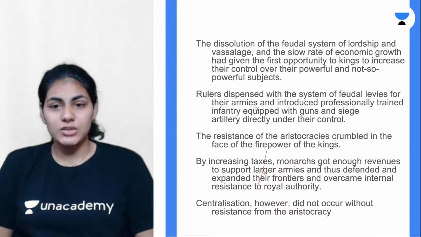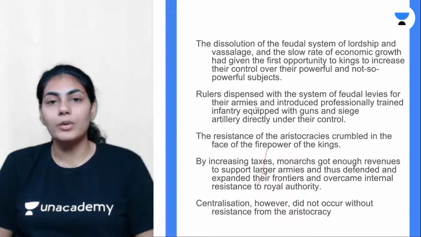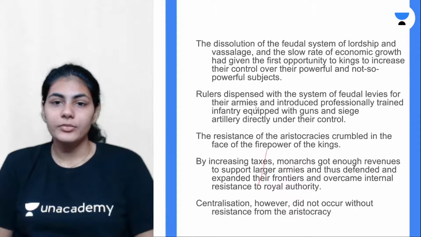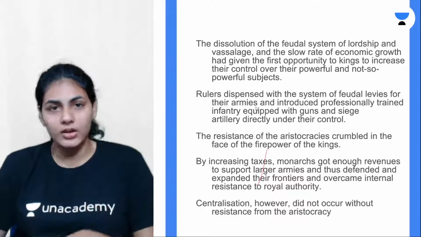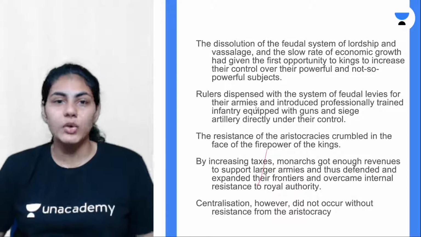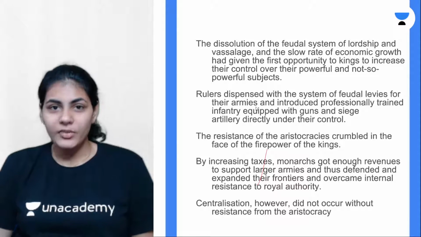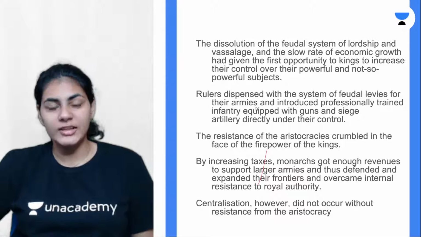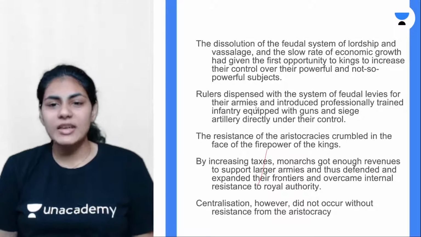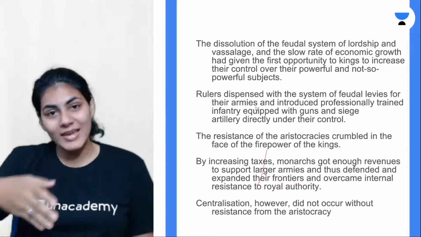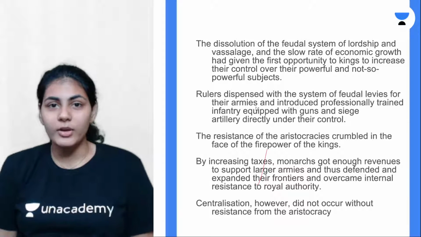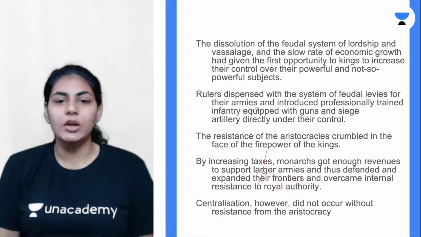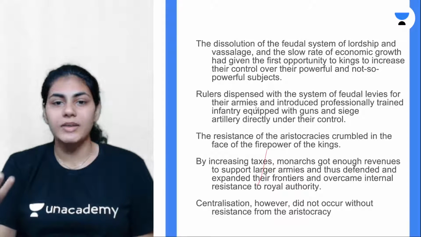So the resistance of the aristocracies crumbled in the face of the firepower of the kings. See, to a certain extent, the lords are powerful, right? The aristocracies, noblemen, basically the second order, are powerful because they have a lot of resources and power. But when they are trying to face the king himself, the king is much more powerful than the aristocracy. Obviously, if there is some kind of battle or conflict between the king and the aristocrats, the king is bound to win because he has even more resources. So in the face-off between aristocracies and kings, kings always won. That's the point the textbook is making.